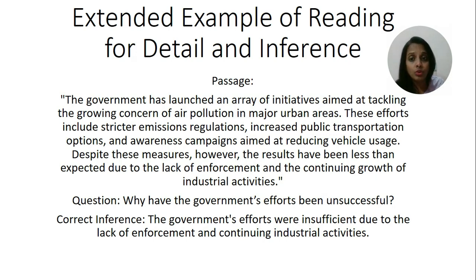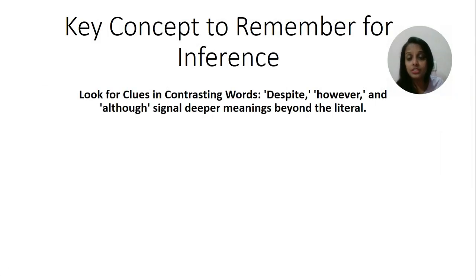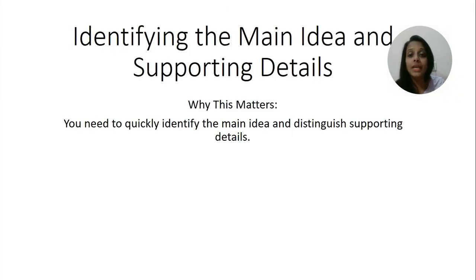Now let's move on to our next concept, which is identifying the main idea and supporting details. In many PTE Core reading tasks, you will be asked to identify the main idea or summarize a passage. This means you need to quickly find the central idea or the central theme and then try to distinguish the supporting details that back it up. Let's see an example for that.